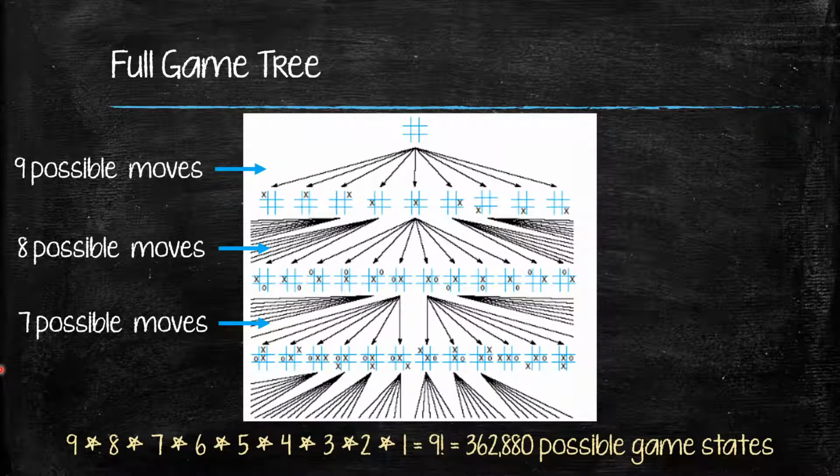It's pretty easy to look and see that the number of possible moves is just going to be 9 times 8 times 7 times 6 all the way down to 1, or 9 factorial. That means that there are 362,880 possible game states in tic-tac-toe. If we built the whole tree, that would be the total number of nodes that would be on the tree.